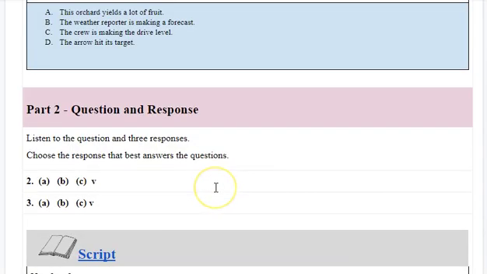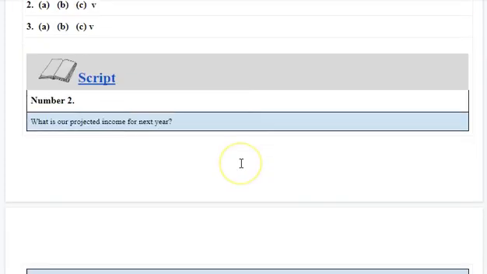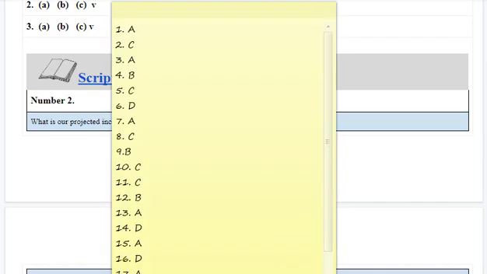So, part two, question and response. Listen to the question and three responses. Choose the response that best answers the questions. Okay, so question number two, what is our projected income for next year?